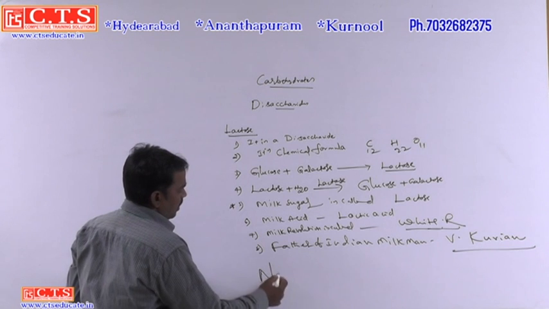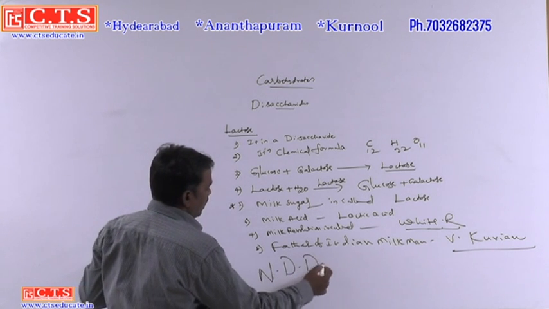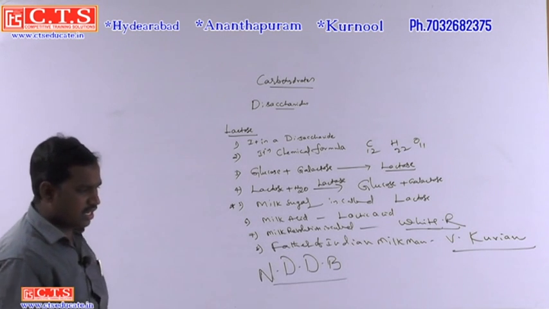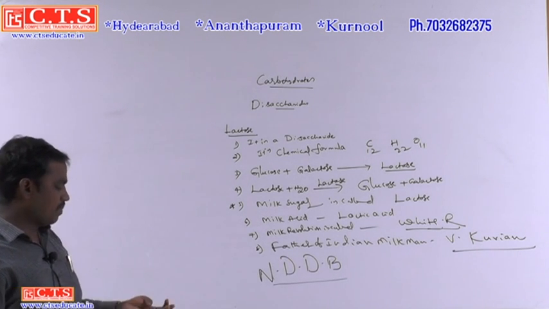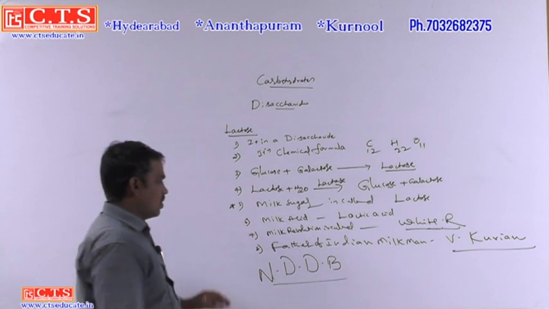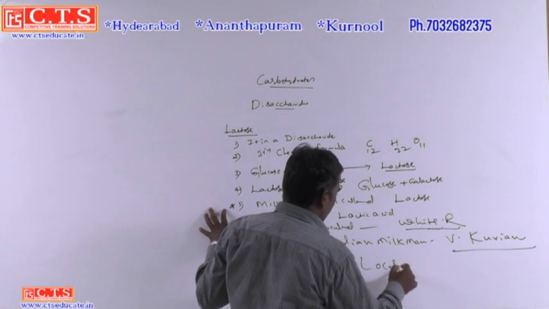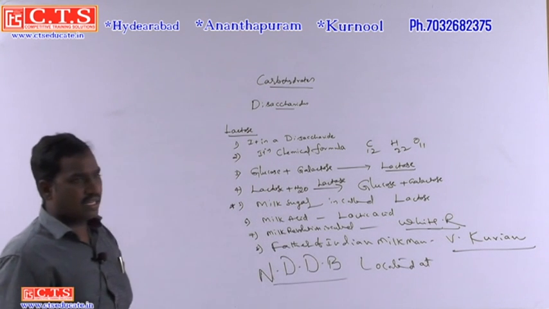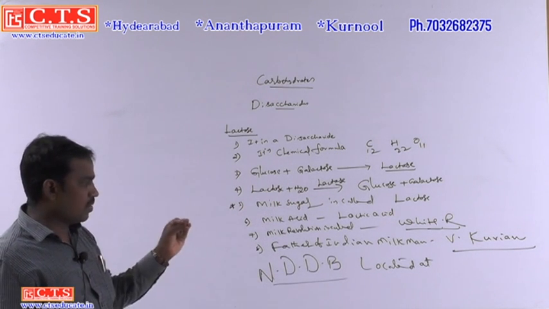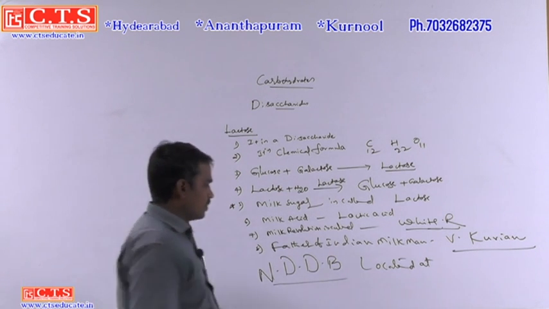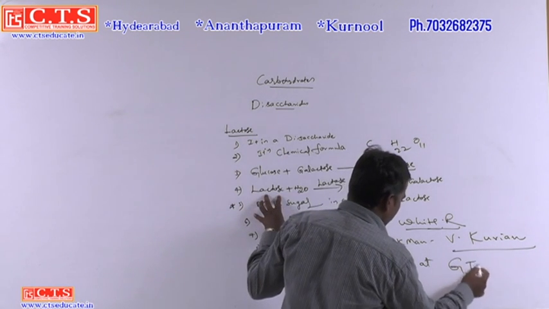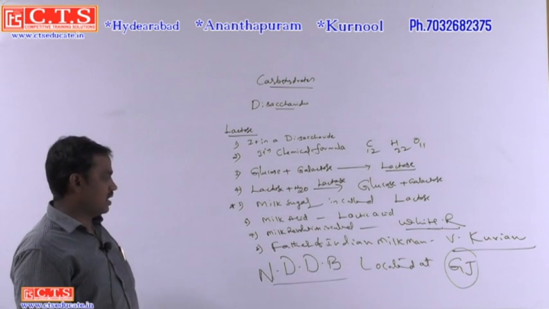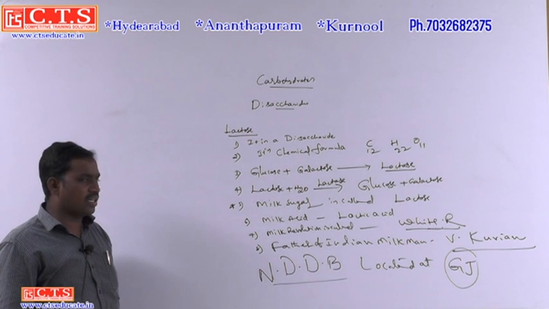Next one. National Dairy Development Board located at Anand, Gujarat. National Dairy Development Board is located at Gujarat.